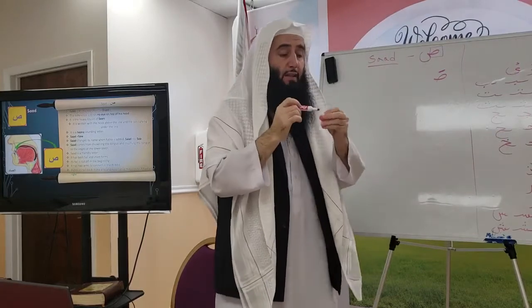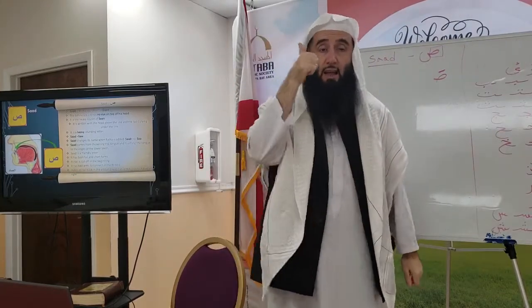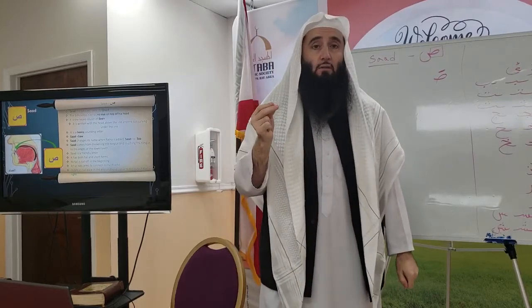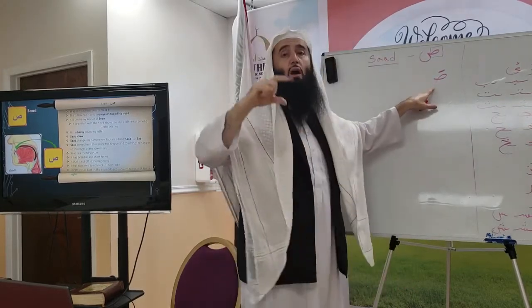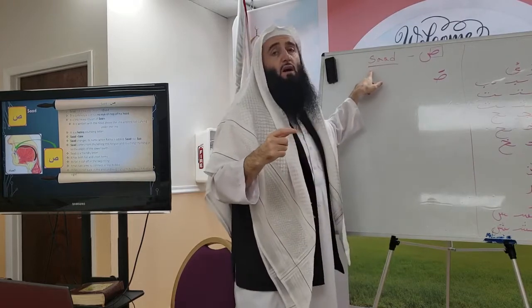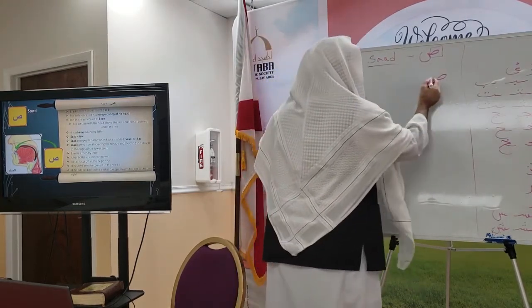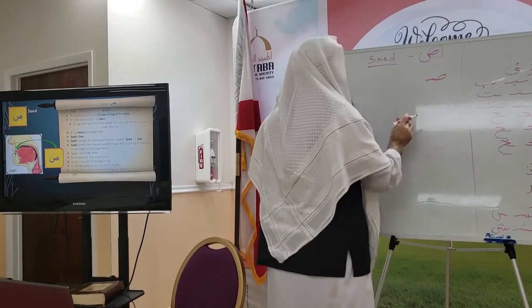You remember the Arabic language? What do we say? It has a name, a shape, and a sound. So this is the sound, sa. This is the name, sad. This is the shape of the sa in the beginning. Sa in the beginning, you see?